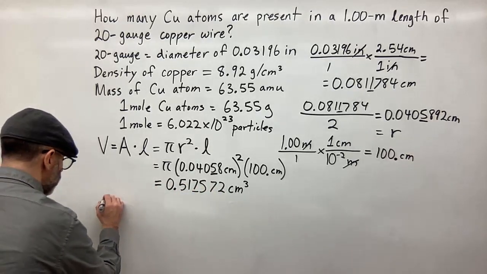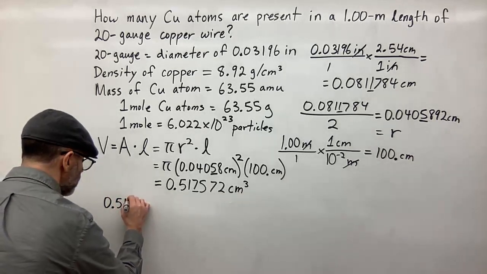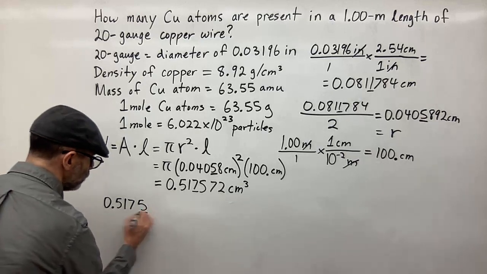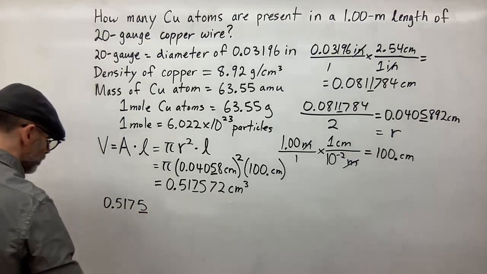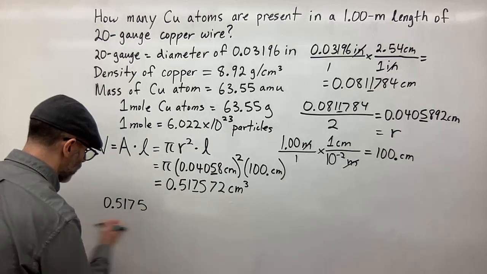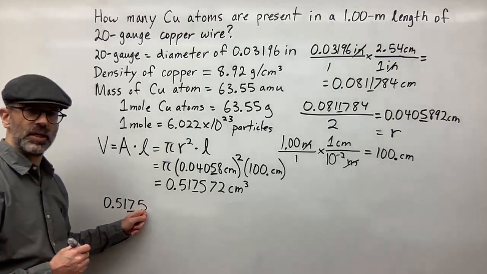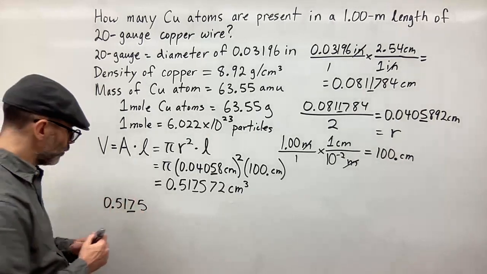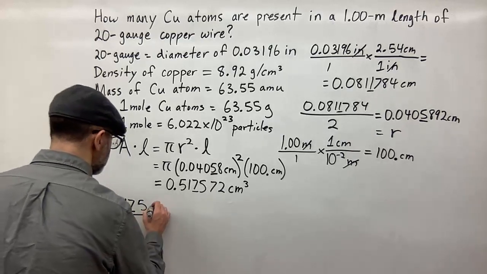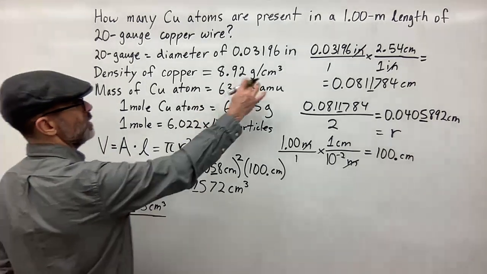So I have 0.5175. I'll just put a line under the 7 to remind me that I have 3 sig figs here, but I'm keeping an extra digit to avoid rounding error. And this is centimeters cubed.